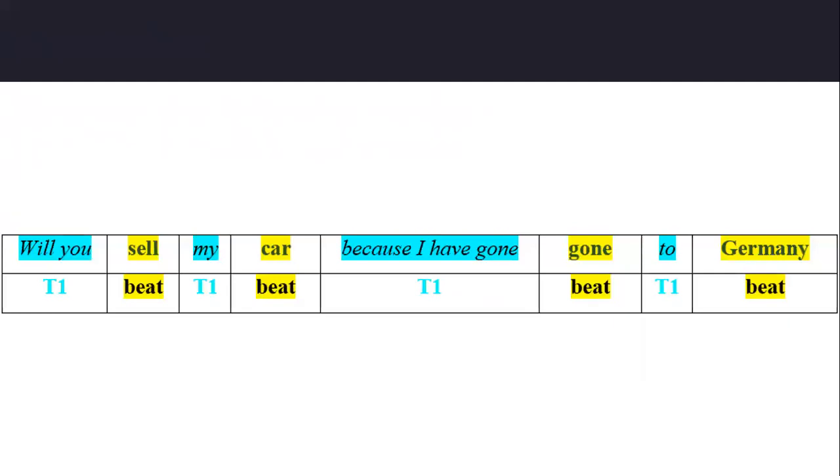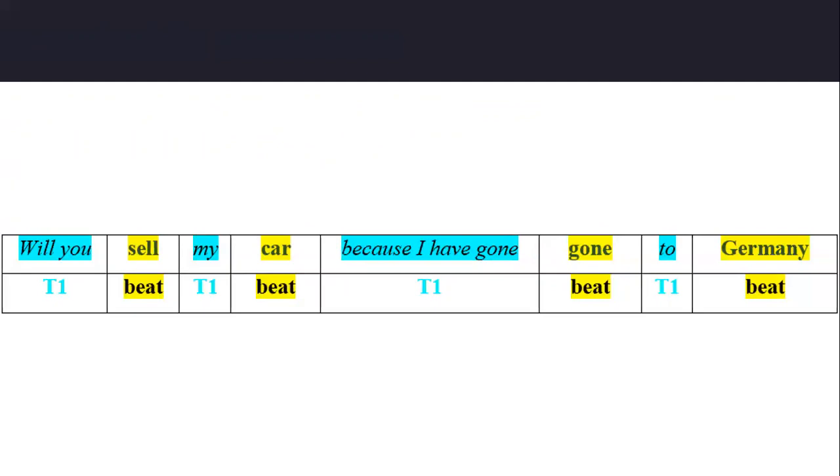We maintain a constant beat. So in the stressed words, there is a beat on the stressed words. For this reason, we say my more slowly and because I have gone more quickly. So notice with me, will you sell my car because I've gone to Germany? Will you sell my car because I've gone to Germany? So you can see there is a rhythm, there is kind of a beat, a sound to my spoken English. We change the speed of the small structure words so that the rhythm of the key content words stays the same. The focus here is always sell, car, gone, Germany.